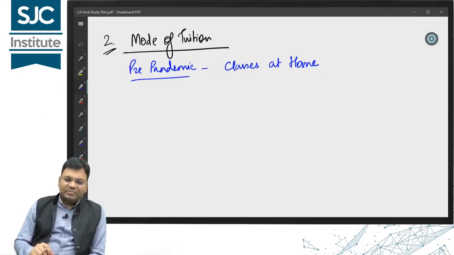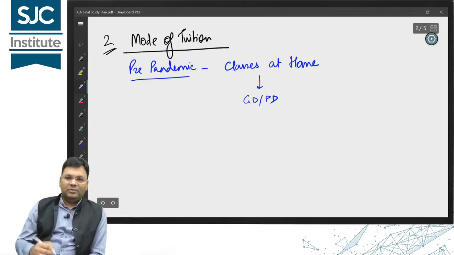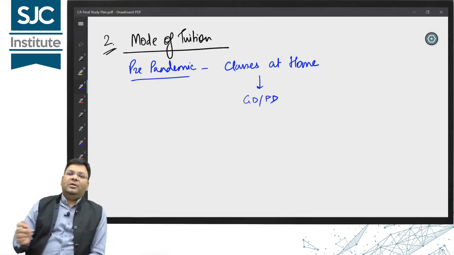So students were already preferring, I'll say more than 80% students, I'm being very conservative here, I'll say more than 90% students had already started preferring classes at home, which they were doing in Google Drive or pen drive mode. Google Drive is basically where you have to download from a Google Drive link, and pen drive is where you don't need to download, everything will come in the pen drive, so just plug and play.